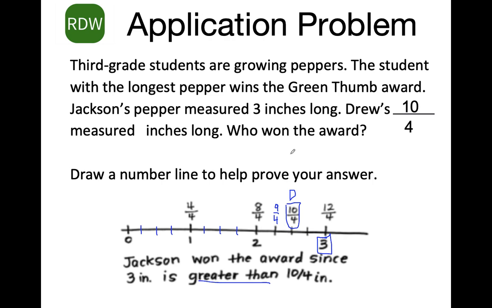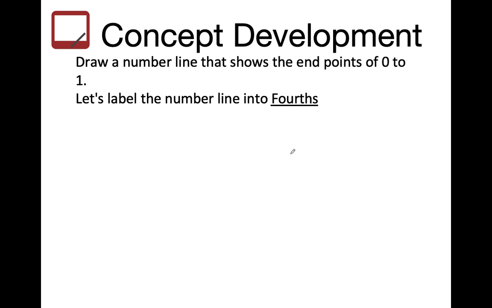I'll give you guys a few more seconds to look through this problem again. Write down your responses, explain your thinking. Okay, we're going to move on. Now, our concept development, or meat and potatoes of our lesson today, is comparing. We are comparing, and we're looking at how far away fractions are away from 0, and what does that tell us about that fraction. So we are going to draw a number line that shows the endpoints of 0 to 1, and then we're going to label the number line into fourths.